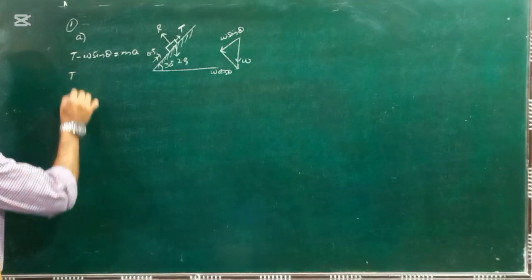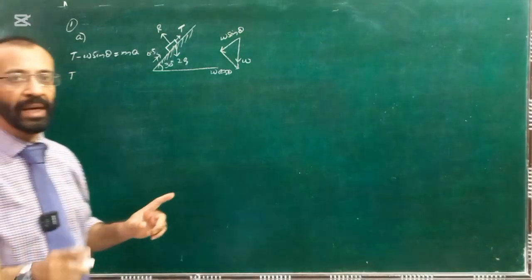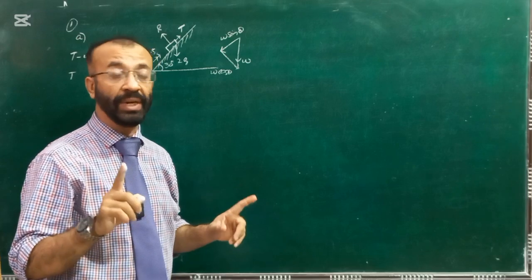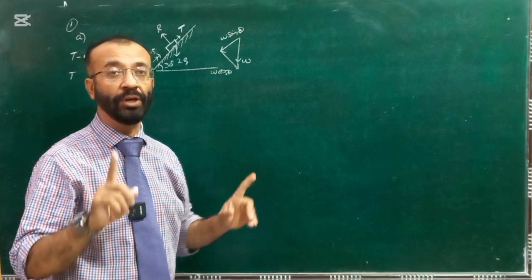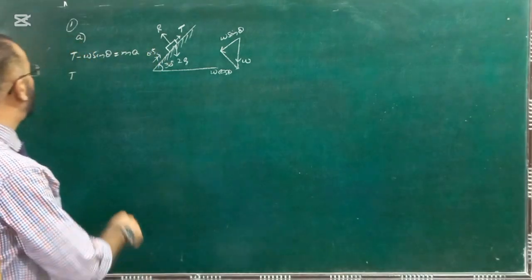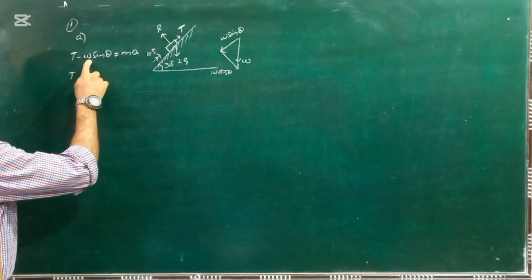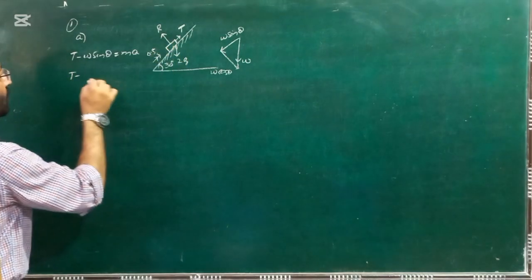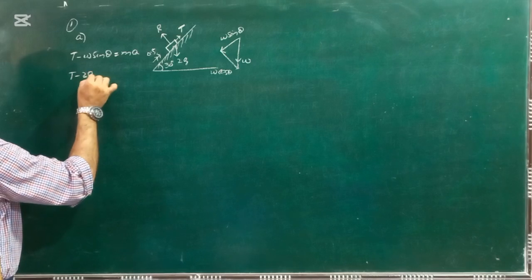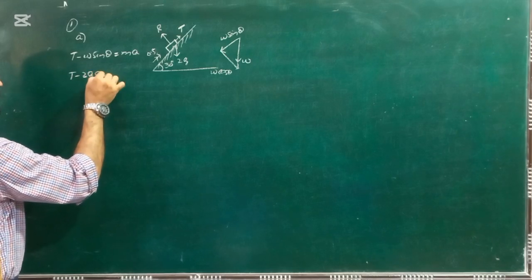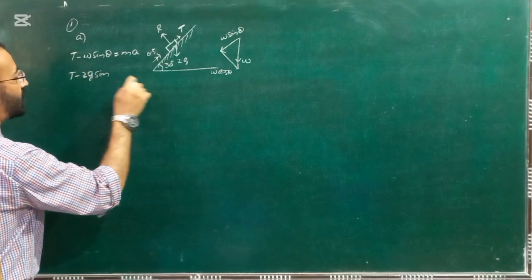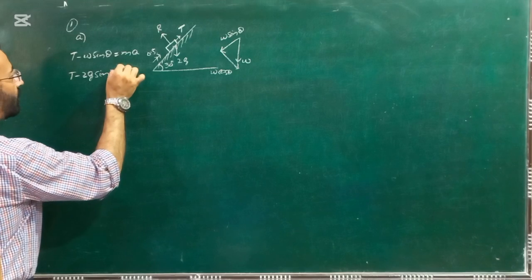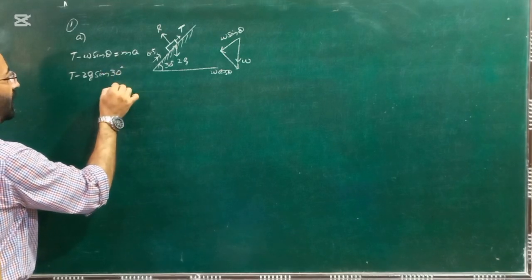From here it is also given that the answer should be in terms of G. So it means you will not put the value of G. W is equal to mg. Mass is 2 kilograms. So T minus 2g sine theta, where theta is 30 degree, will be equal to ma.